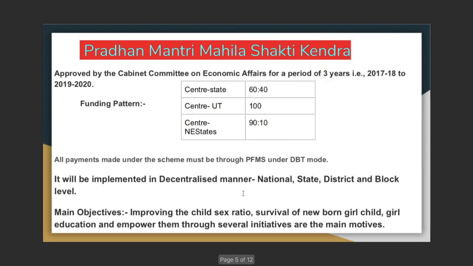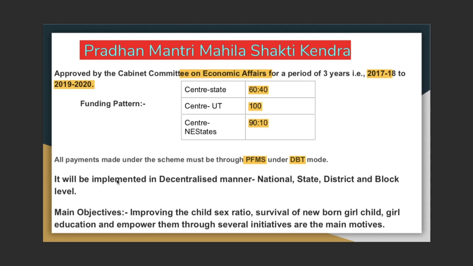Now moving to the next scheme, that is Pradhan Mantri Mahila Shakti Kendra. It has been approved by the Cabinet Committee on Economic Affairs for a period of 3 years, that is 2017-18 to 2019-20. This is very important to remember, the period when it was launched. Now, this is also a centrally sponsored scheme where the funding pattern is like this: the center and state ratio will be 60:40. When the center and union territories are involved, whether with legislature or without legislature, there will be 100% funding by the center. However, in the case of the center and the northeastern states, the funding pattern will be in the ratio of 90:10. Now, all the payments made under this scheme will be done through PFMS under the DBT scheme.